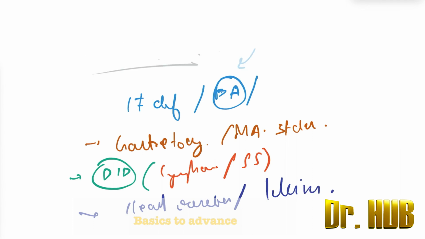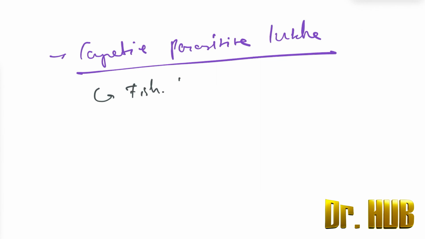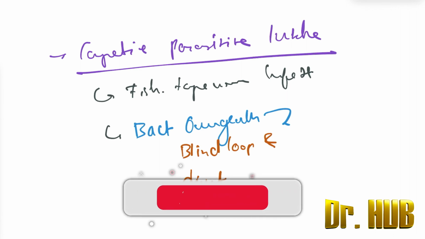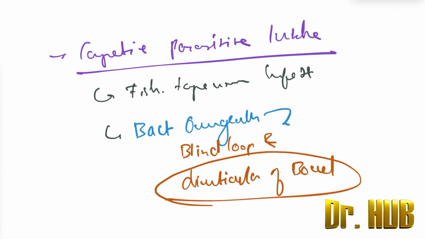Next we move on to competitive parasitic uptake. What comes under competitive parasitic intake? This includes fish tapeworm infestation, and it can also be due to bacterial overgrowth, in case of blind loops and diverticula of the bowel.